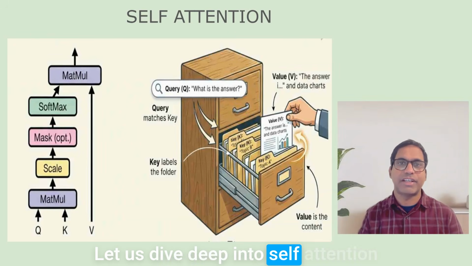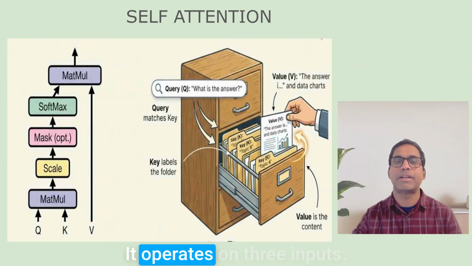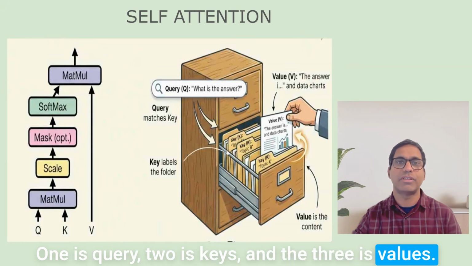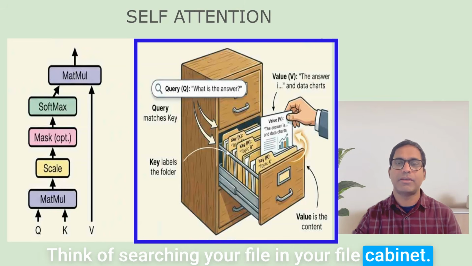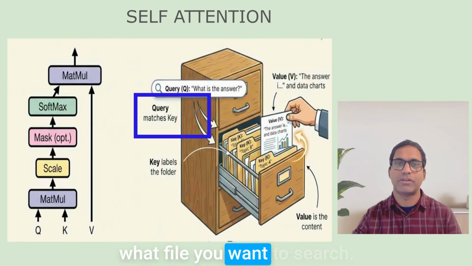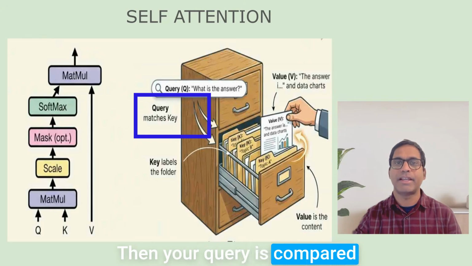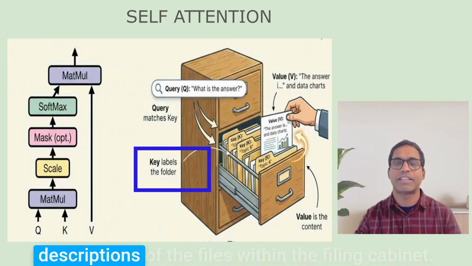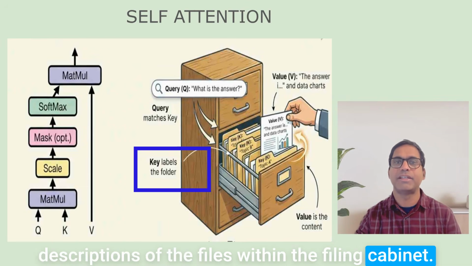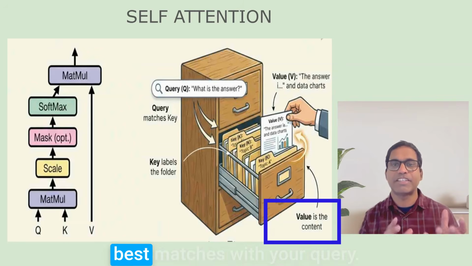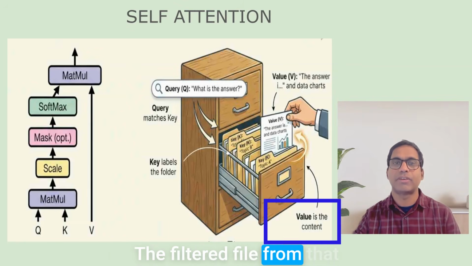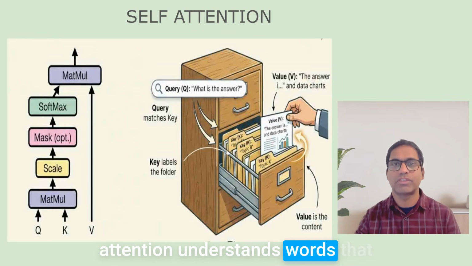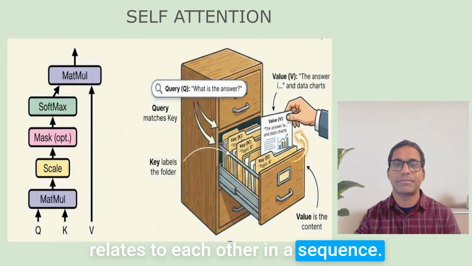Let us dive deep into self-attention, or scaled dot product attention. It operates on three inputs: one is query, two is keys, and three is values. Think of searching for a file in a file cabinet. First, you have a query, what file you want to search. Then, your query is compared against a set of keys. In this case, the set of keys are the titles, tags, and descriptions of the files within the filing cabinet. After this, you will find the file that best matches your query. The filtered file from that file cabinet is called a value. This is exactly how scaled dot product attention understands words that relate to each other in a sequence.